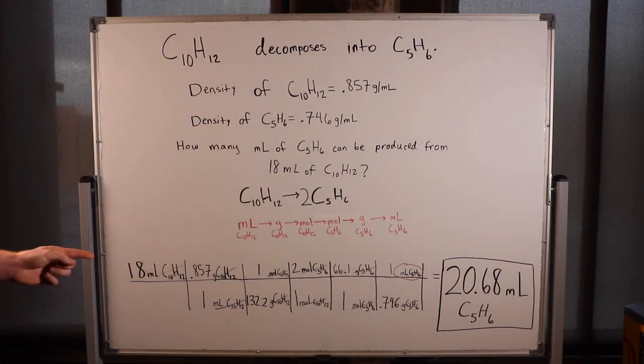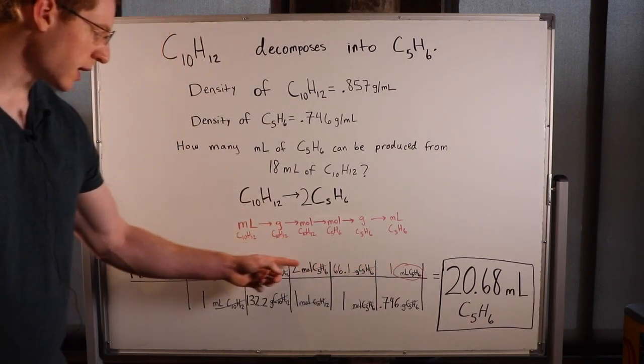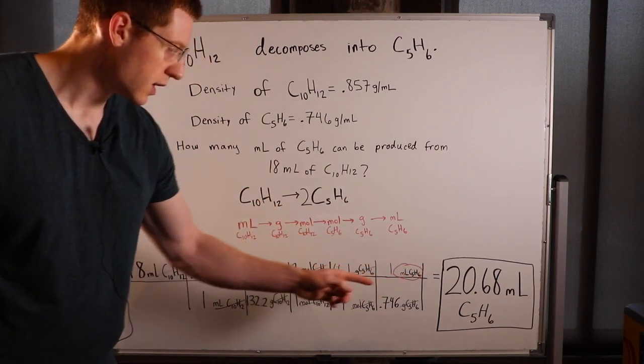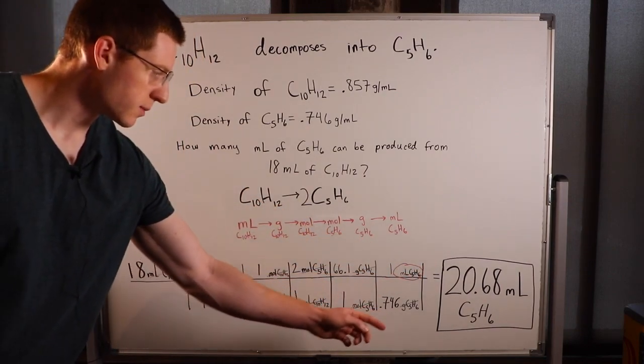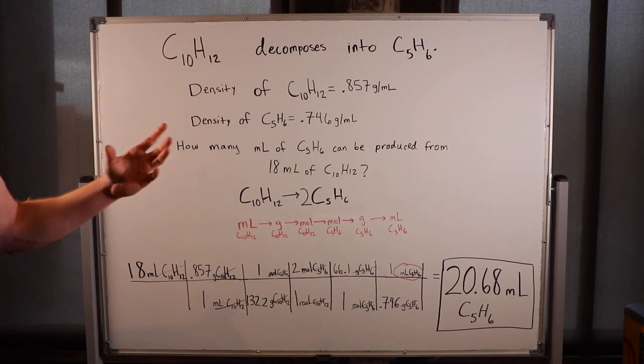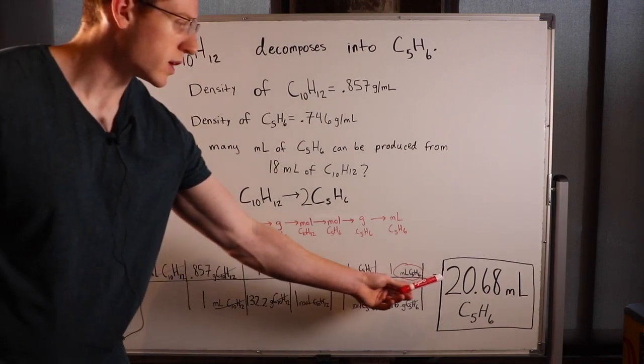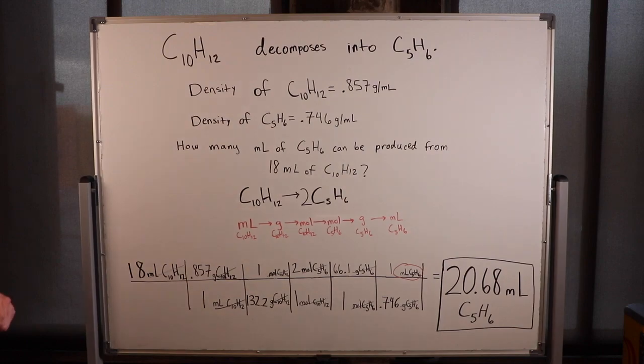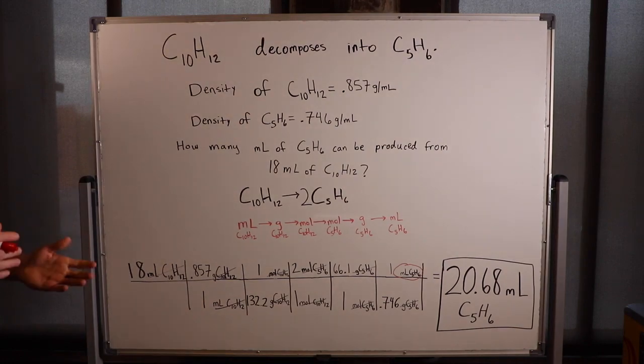So all that's left to do is multiply across all of the numbers on top. You'll get a number for the numerator. Multiply across all the numbers on bottom. You'll get a number for the denominator. You divide them at the end, and you should get 20.68 milliliters of C5H6. So I hope that made sense.